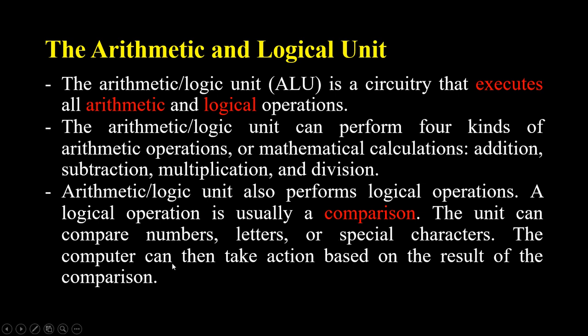The computer can then take action based on the result of the comparison. When a system, a computer, tries to find out which child is position number 1 in an examination, that action will be comparison. You compare the average mark of one child and the other. You understand who is supposed to be position number 1. Keep on comparing.